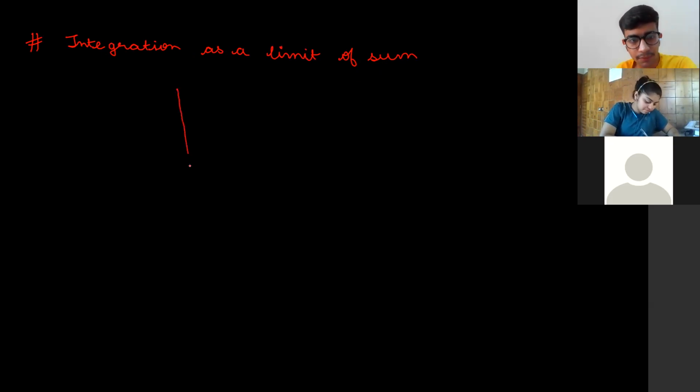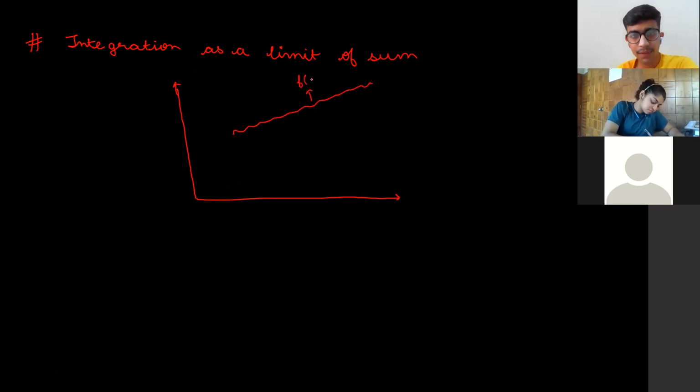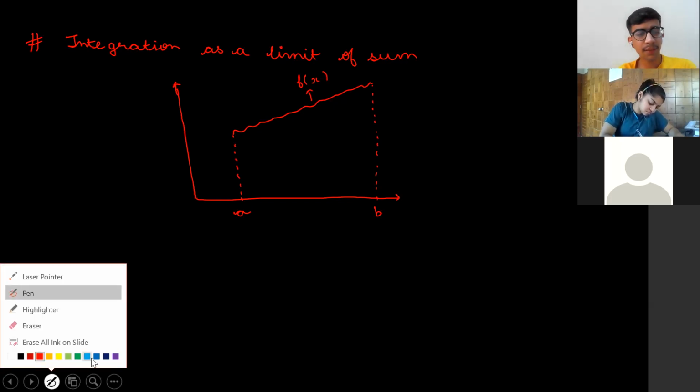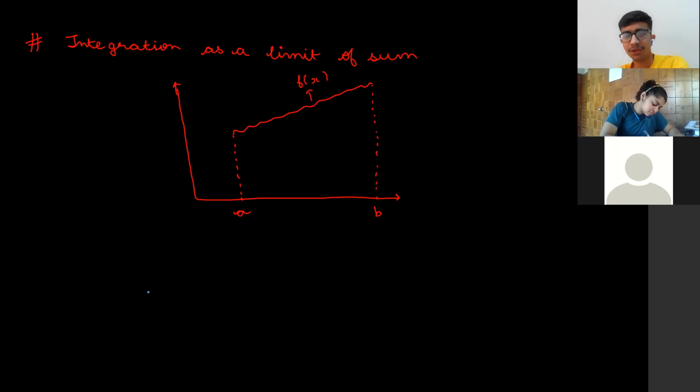All right, again you have a graph like this. Let's say this is the curve of f(x). The limits are from a to b. Now what I'm doing is I'm cutting small rectangles of width h. So let's say this is my first rectangle. The width is h. This is my second rectangle. The width is again h, right?